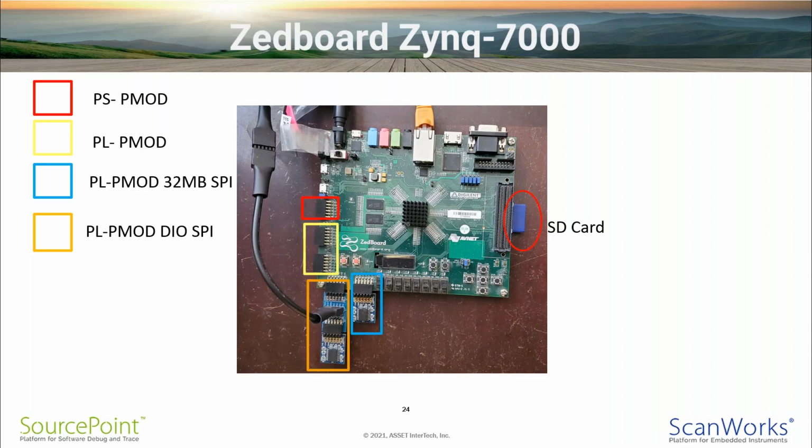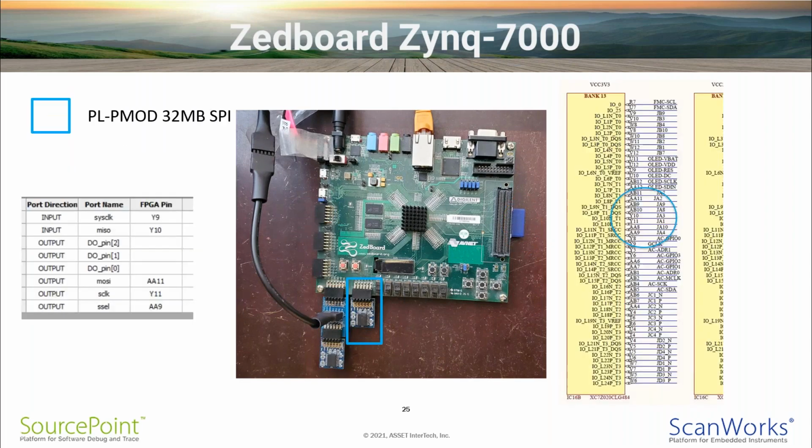We'll also be programming the SD card and the quad SPI, which is on the back of the target, using the processor-based fast programming. As I mentioned, the one in blue will be used to demonstrate the FPGA fast programming. And to accomplish this, we need to connect the FPGA pins to the FPGA flash IP. This will be demonstrated within the demonstration.